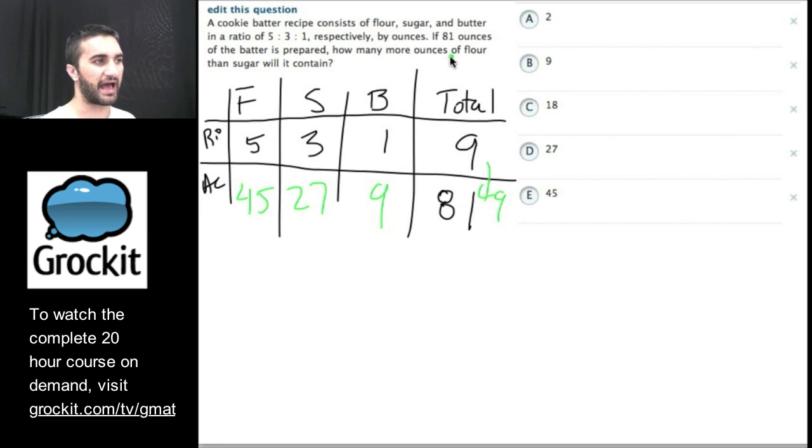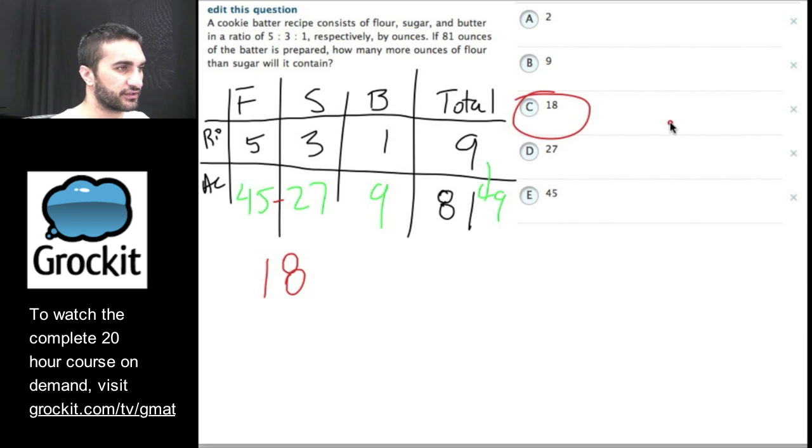That gives us what we're looking for. So now let's go back and see what the question said. If 81 ounces of the batter is prepared, how many more ounces of flour than sugar will it contain? There are more ounces of flour than sugar, and they want to know how many more. So 45 minus 27 should give us 18, and we see that that's an answer, and we're going to go for it.